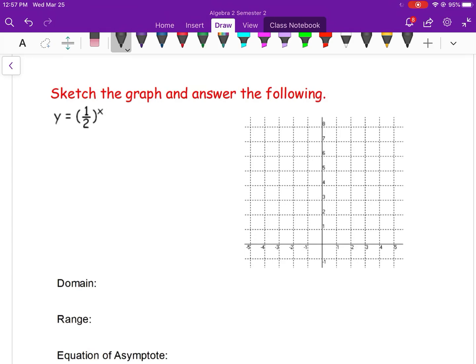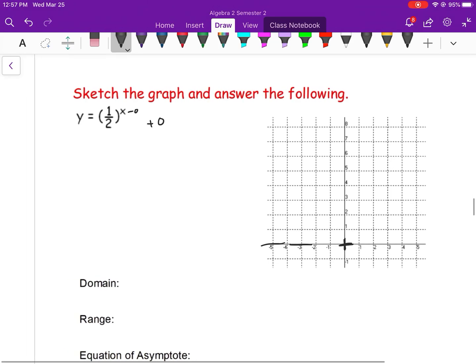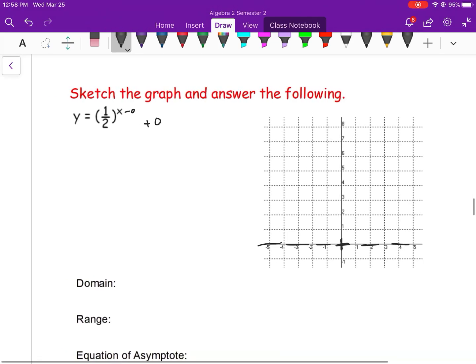So just looking at one, you got 1/2 to the x. We don't have an h, because I could say x minus 0 plus 0. We just got an origin of the original origin. Again, we have a horizontal asymptote.